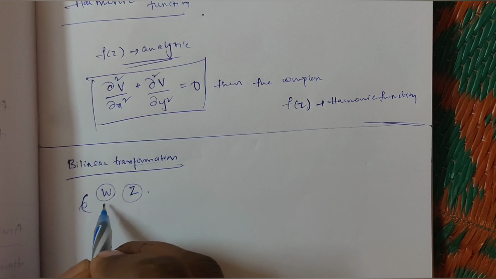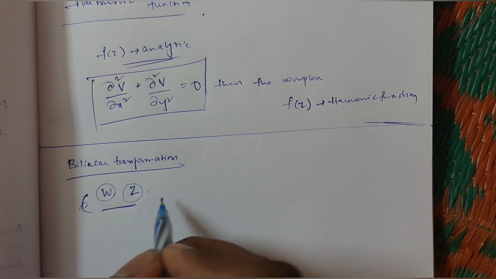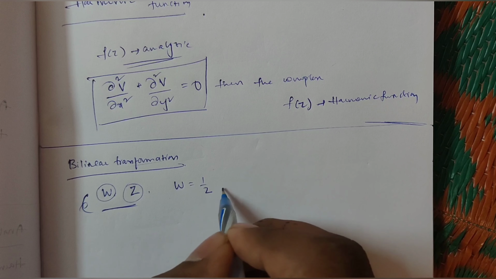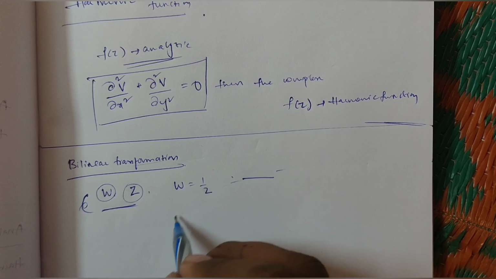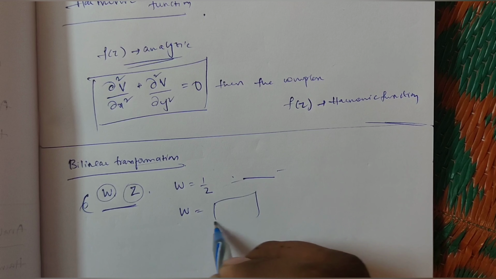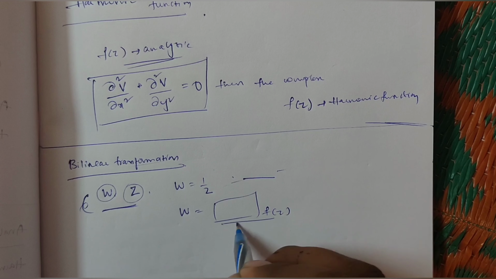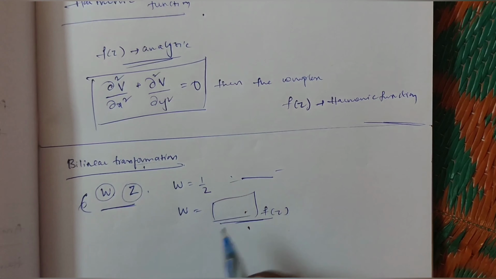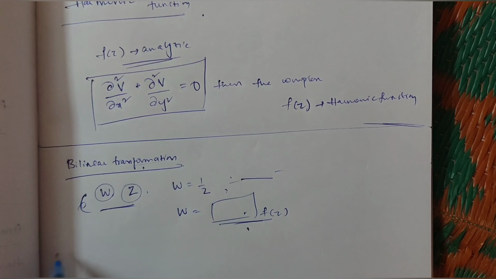You should change the given point into the form w equals 1 by z, etc., like this form, w equals some function f of z. You should change it into these forms. That is known as a bilinear transformation. I'll show you how to change that.